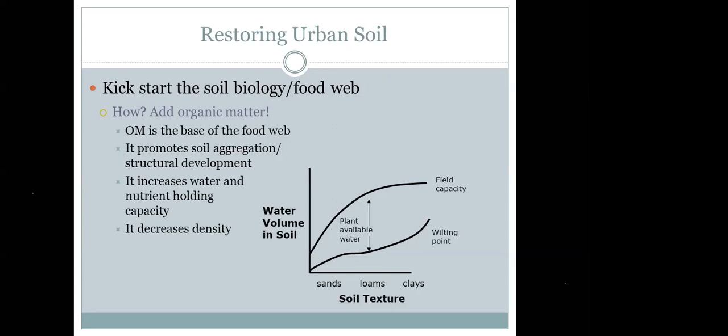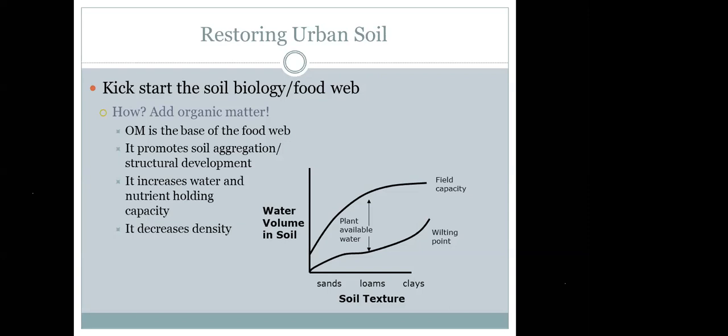And here's the problem with clay. It holds a lot of water, but it's greedy. It holds it very, very tightly. So a clay with a lot of water doesn't necessarily have more water that's available to plants, because the plant available water is the volume of water held at field capacity minus the volume of water held at the wilting point.